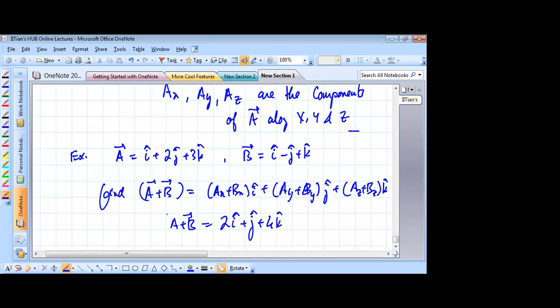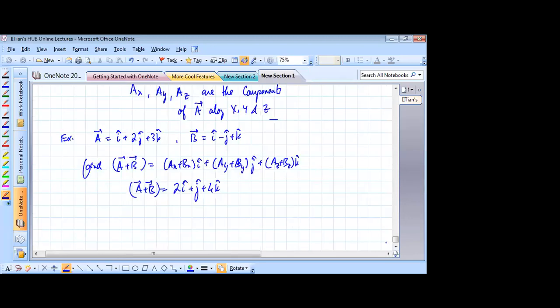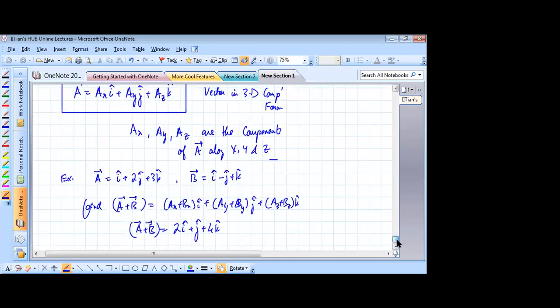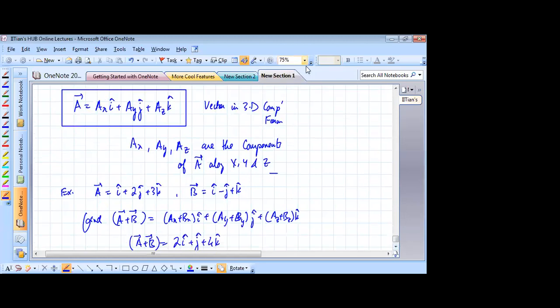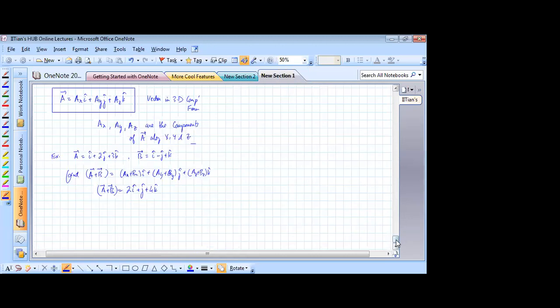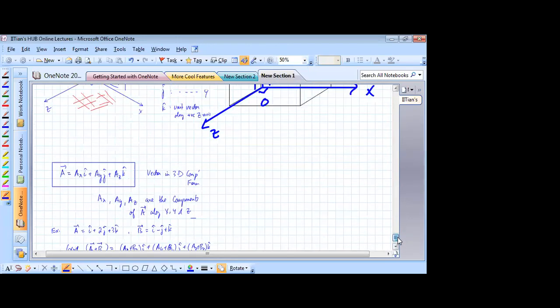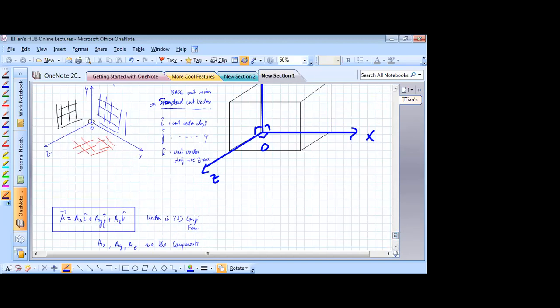Similarly, if we were subtracting A and B, we would subtract the components. Okay. So there is nothing that difficult about converting two-dimensional to three-dimensional. It's just adding one more component. Okay. So just note this down first. First of all, note down the concept of what is k cap. It is a unit vector along the z axis.